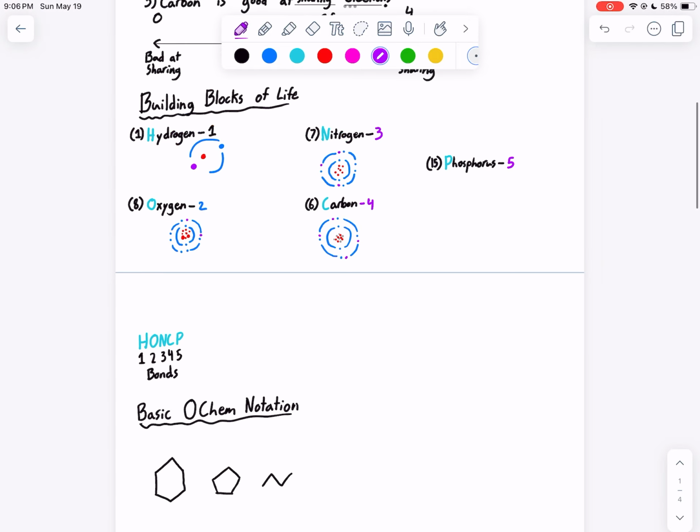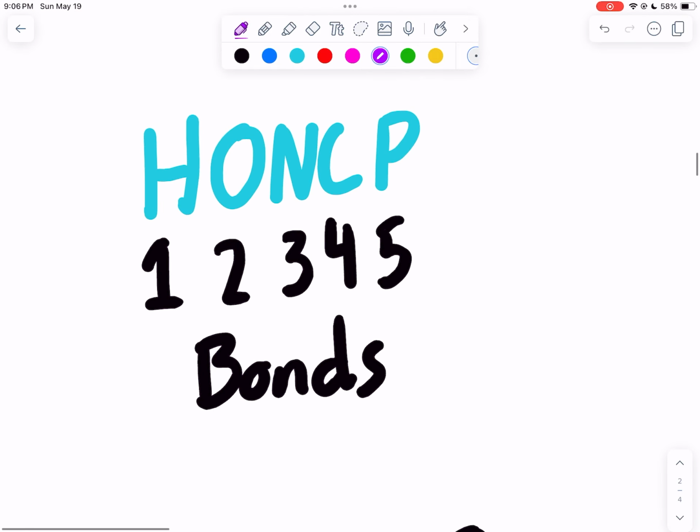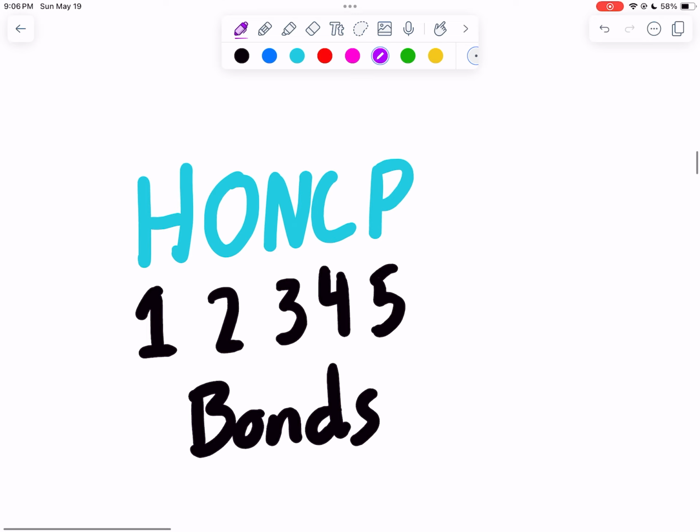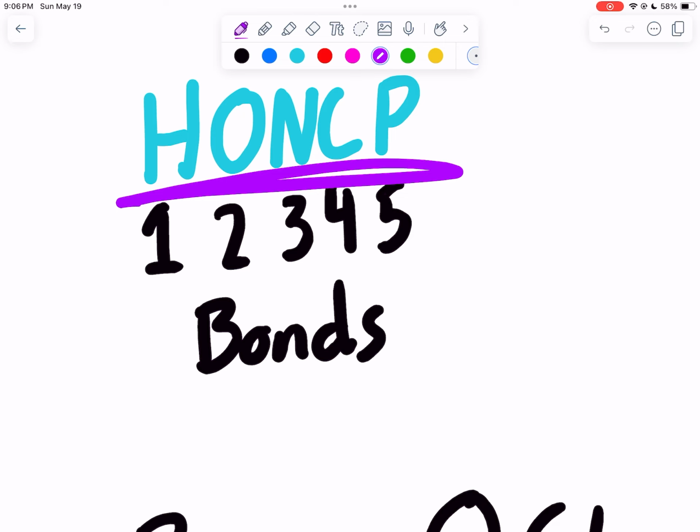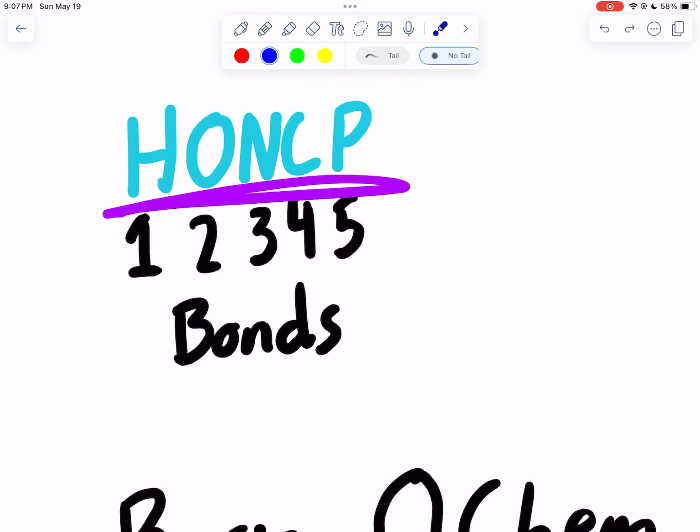And how I like to summarize it, and how I've been taught to summarize it, is HONK P, which stands for the amount of bonds. As you can see, let me get the pointer out. Hydrogen likes to make 1 bond, oxygen likes to make 2 bonds, nitrogen 3, carbon 4, phosphorus 5. So that's just a way of remembering, in order 1 through 5, how many bonds each element likes to make.